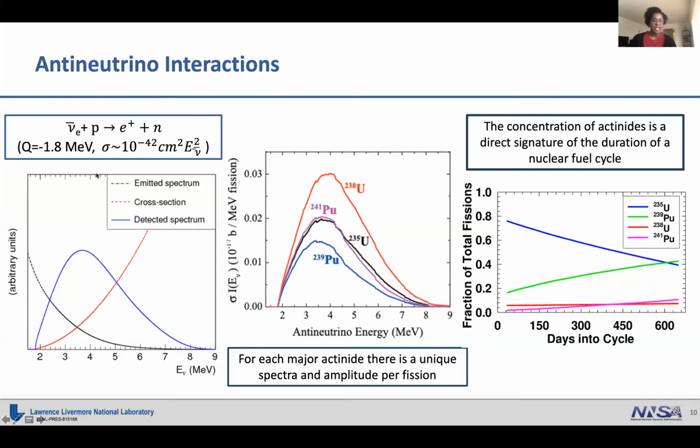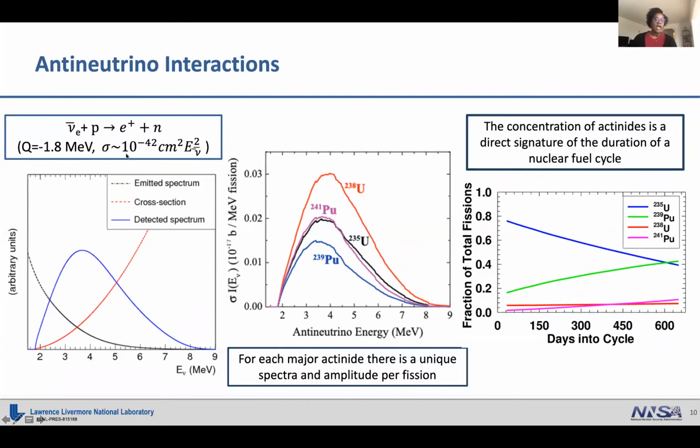So for inverse beta decay, you have an antineutrino that's incident on some sort of proton in your media. If you have scintillator, you're going to have a lot of quasi-free protons. If you have water, similar to that as well. And you get a positron-neutron pair. What's important to know is that because the positron is significantly lighter than the neutron, it's going to carry away most of your energy. So you can infer the energy of the antineutrino based off of the energy of the positron, plus 1.8 MeV, because that's the threshold of the interaction.